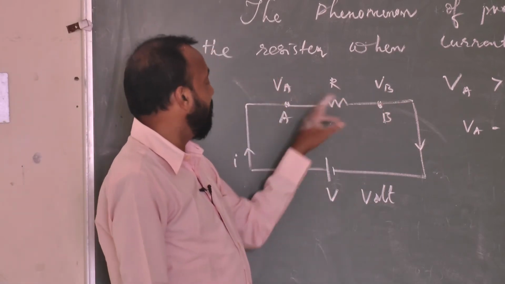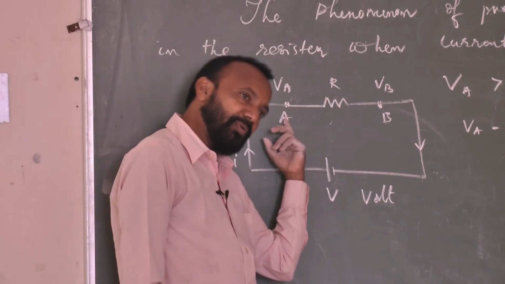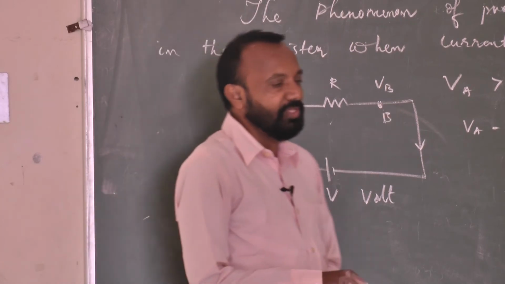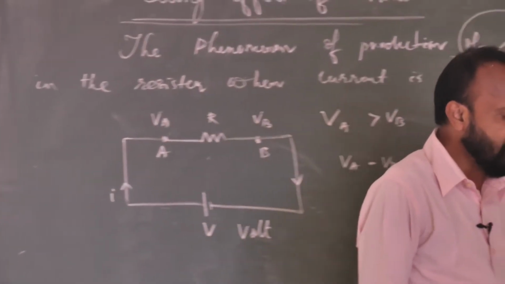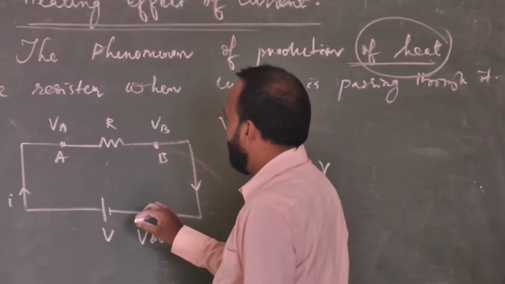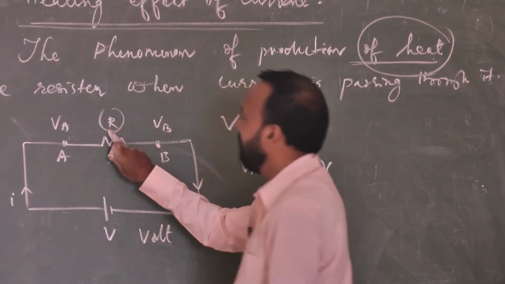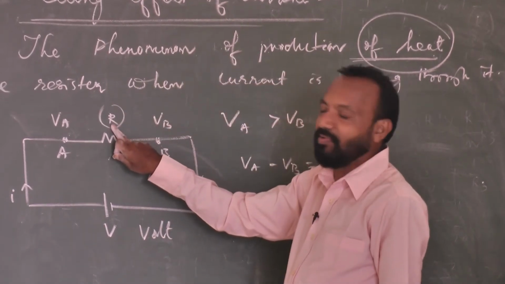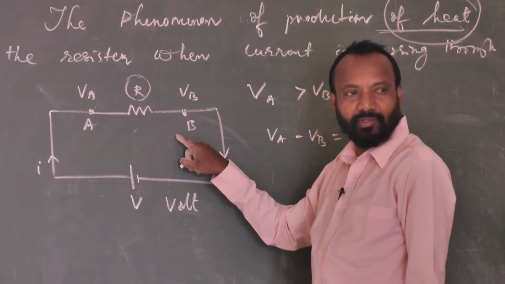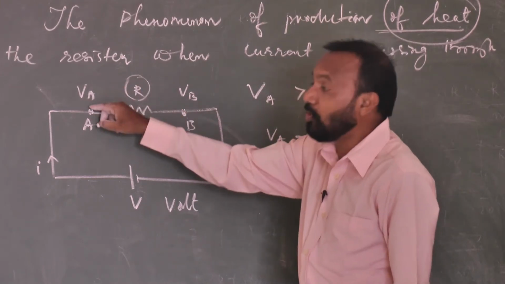So, current is flowing from A to B means it is flowing from higher potential point A to lower potential point B. Okay. So, in this case so many things you have to remember, that whatever amount of resistance is given, it also depends upon the length of the conductor and the area of the cross section of the conductor.